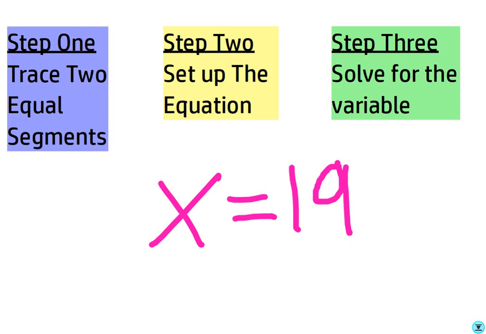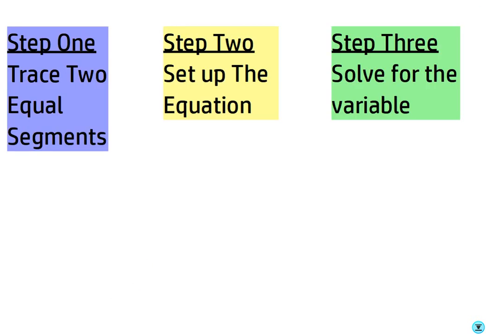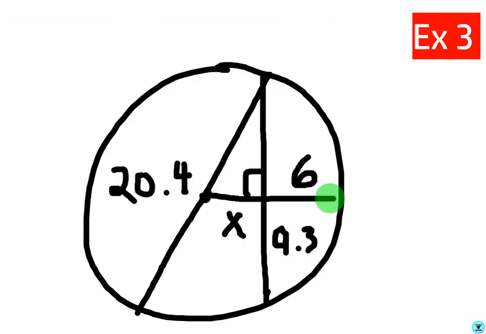Alright, so right off the bat, we need to solve for x. I'm going to follow the same steps I just taught you guys. The first step is to trace two equal segments. Now I will tell you this, it needs to include x, okay? There's more than one set of equal segments for each of these. The ones I'm going to trace have to involve x. Any ideas?